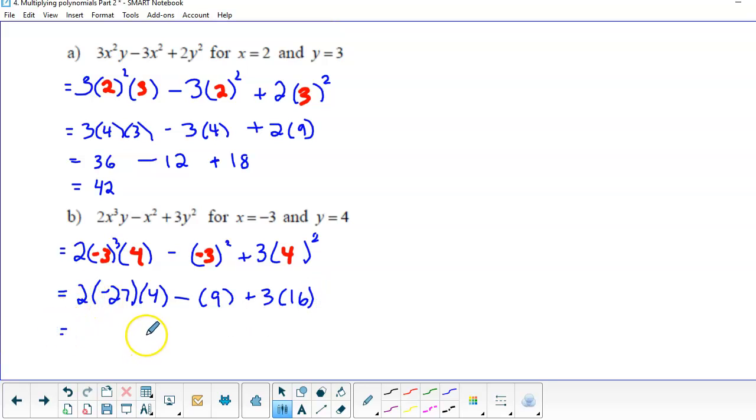Okay, and then 2 times negative 27 times 4. So you might need a calculator for that. It's going to be negative. That's going to be what? 54 times 4 is 216. Okay. Then negative 216 minus 9 plus 48. If you need to use your calculator, you can. Okay, so that's negative 177. And that's it.